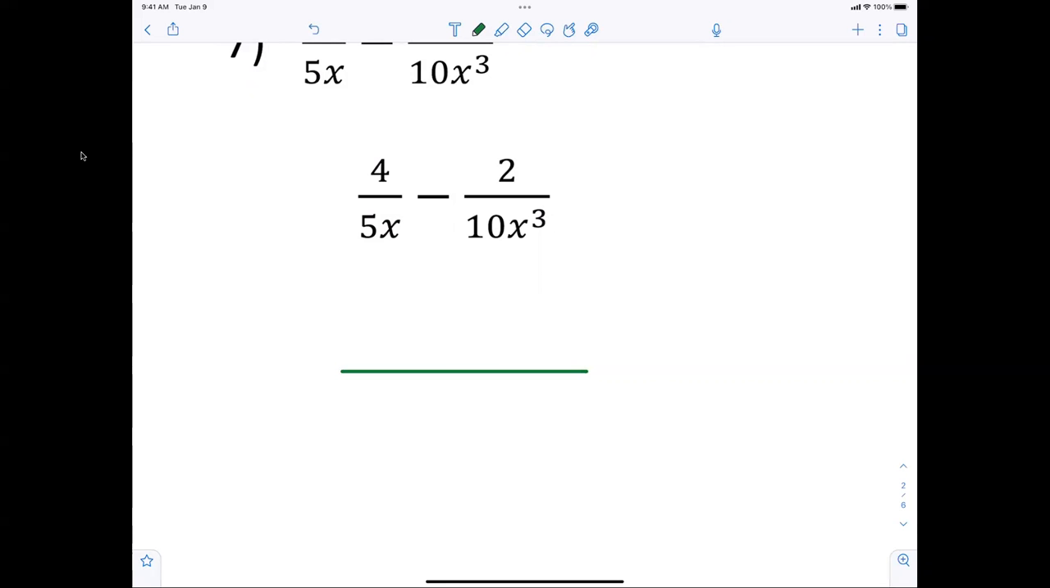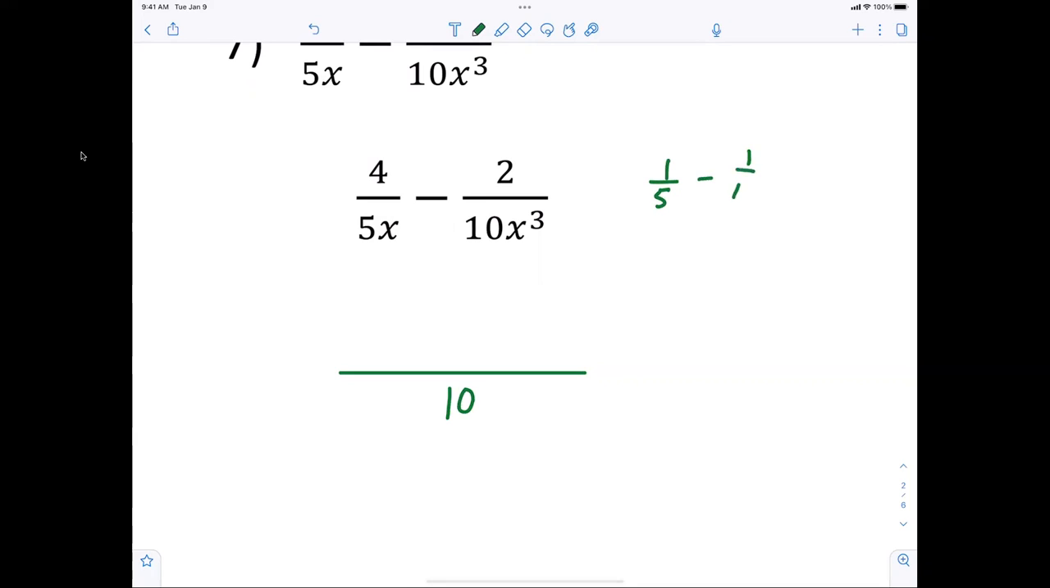20x, 20 is a possible common denominator, but is it the least common denominator? No. 10. All right, I like 10. I always ask kids, if you were adding 1/5 minus 1/10, what could I do? What's the common denominator? 10. So this right here is 5. This right here is 10. So the common denominator with the number is what?